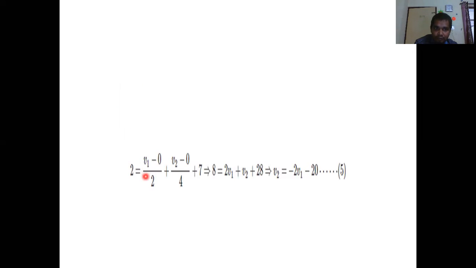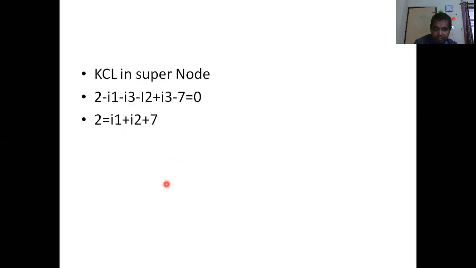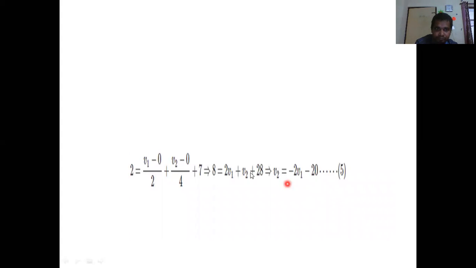So where I1 is nothing but what? Current is flowing from node 1 to ground. So V1 by 2, right? And similarly, I2 going out from V2. So V2 by 4. That is what is written here. V2 is 5, the reference that is 0, right? So simplifying this equation, you will get V2 equal to minus 2V1 minus 20.